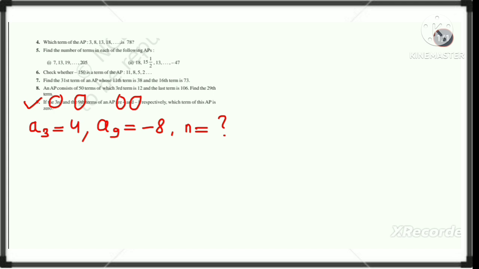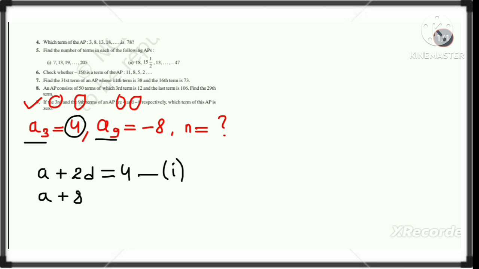For that, this a3 can be written as a plus 2d, and it is equal to 4. This is our first equation. Similarly, this a9 can be written as a plus 8d, and it is equal to minus 8, and this is our second equation.